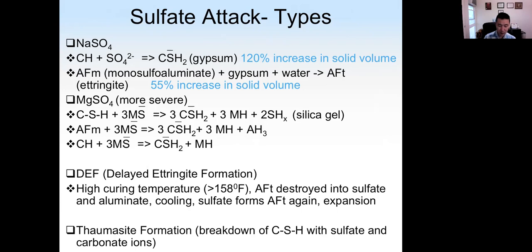The second one is what we know of. AFm with the gypsum plus water, we have formation of ettringite. That is after the concrete hardens, and that will cause the concrete to crack. That is actually only a 55% increase in solid volume.